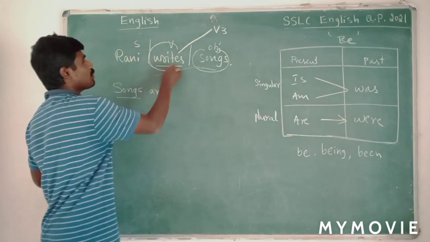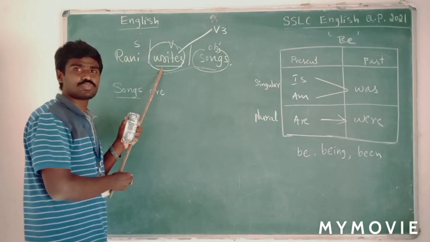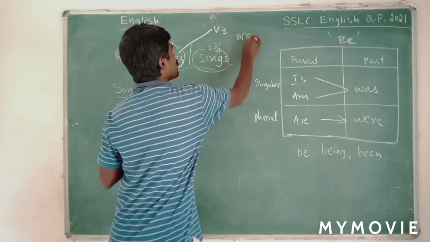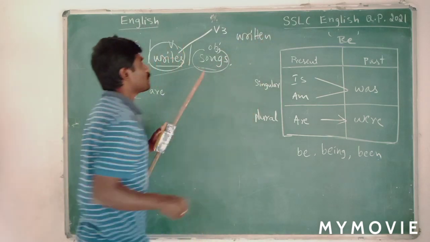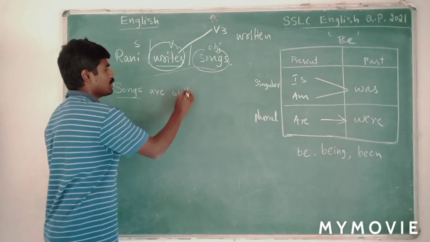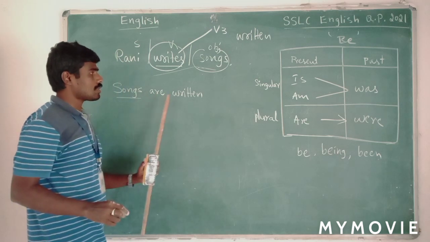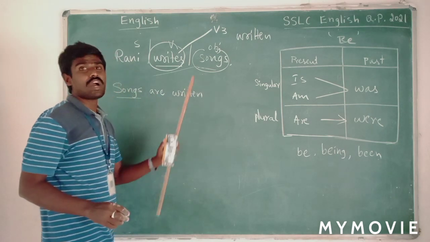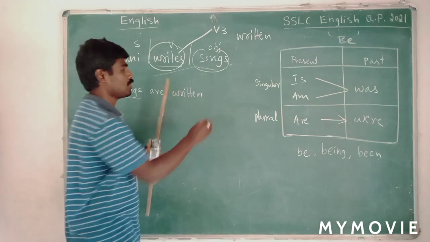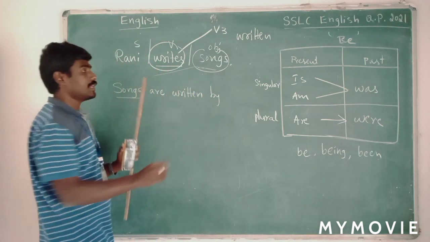What is the V3 form of the verb? What is the verb? Writes. What is the V3 form of this verb? Written. Written is the V3 form of this verb. Yes. Now let's write this V3 form. Written. Songs are written. Now we have to write the preposition by. By whom? By Rani.